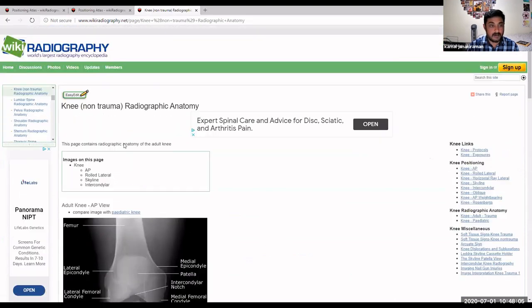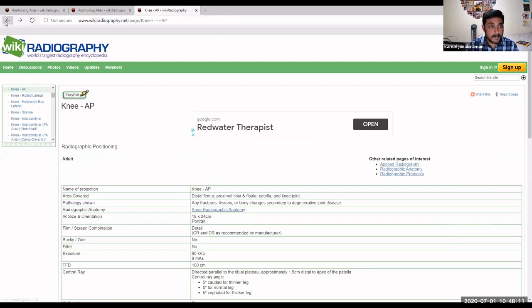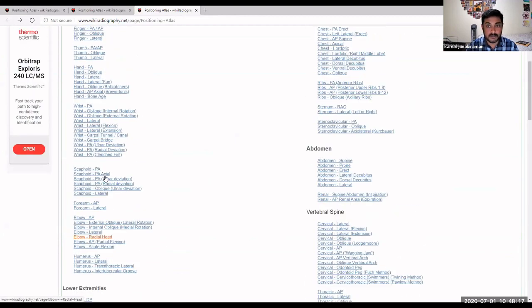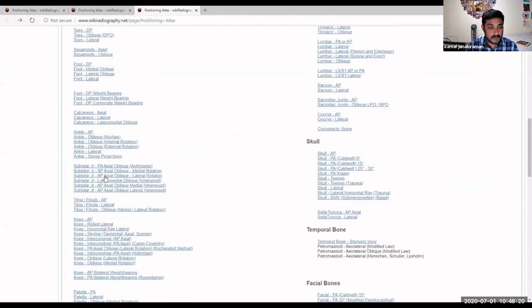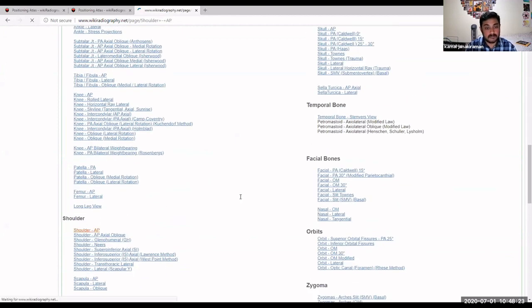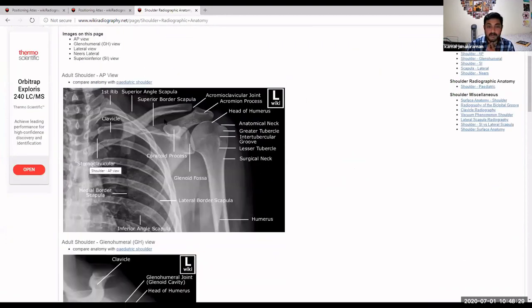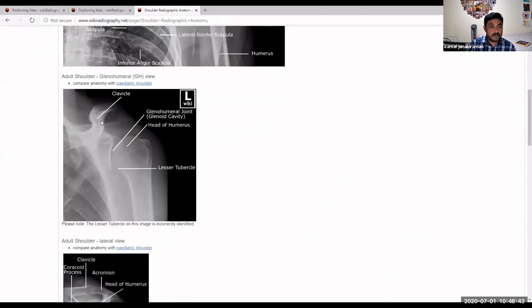Okay, this is one. And you can also go and see the other. If you want to see one more joint, I can show you just one example. I can show one more joint. I'm looking for the shoulder. And again, this is the AP view of the shoulder. You can see the humerus, clavicle, and the scapula. You can see the acromioclavicular joint, greater tubercle, lesser tubercle, all the parts. And this is the glenohumeral view.